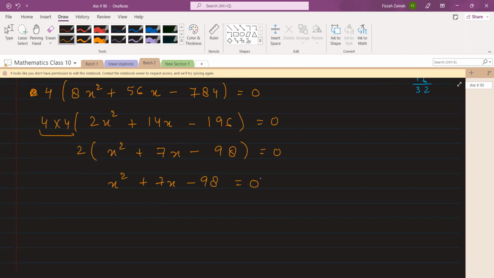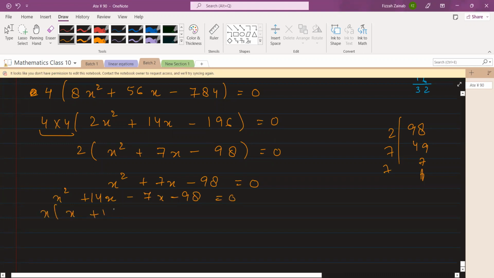So that's a quadratic equation. So now you factorize 98. 2 into 49, 7 into 7, 7 into 14. Yeah, so I can take 14 and 7 combination, right? So x square plus 14x minus 7x minus 98 is equal to 0. So x plus 14 into x minus 7 is equal to 0.